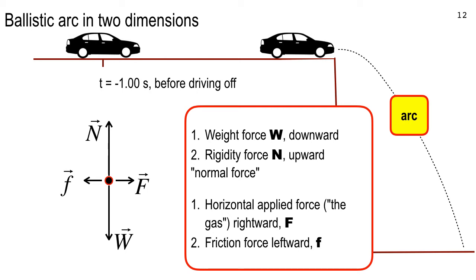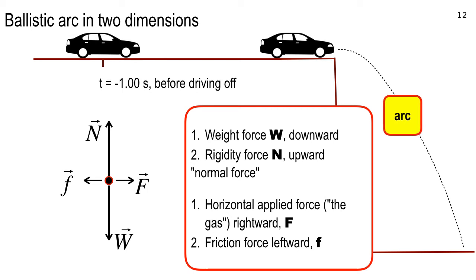So your two leftward arrows are the same size, and I made mine smaller because the frictional force is usually going to be much smaller than the weight force. The normal force upward from the rigidity of the cliff top is going to be the same size as the weight force. So the vertical up and the vertical down are the same size arrows. All right, so try to make your arrows look symmetric left and right, symmetric up and down.